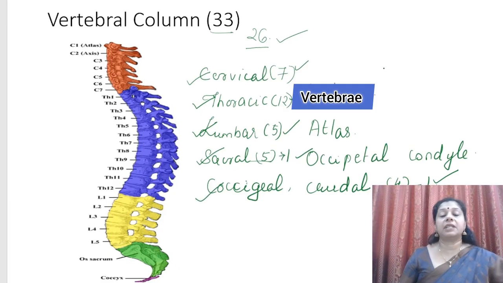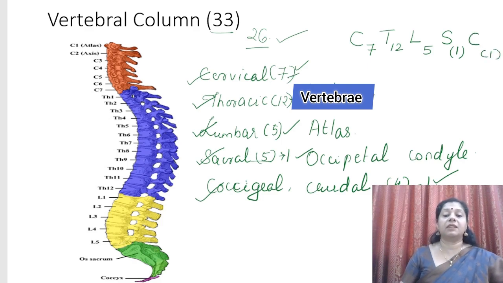If we try to create a formula of our vertebral column, we can write C7, that is cervical 7, thoracic 12, lumbar 5, sacrum 1, but we use a bracket. Whenever a bracket is shown, that is called a fusion, and the coccygeal 1. Please ignore these brackets here, because I put them in while explaining, they are not required. The fusion is only shown by brackets. So this is our formula.